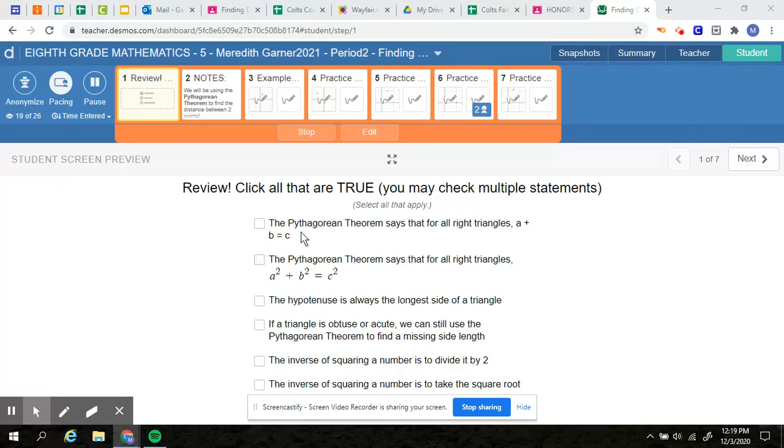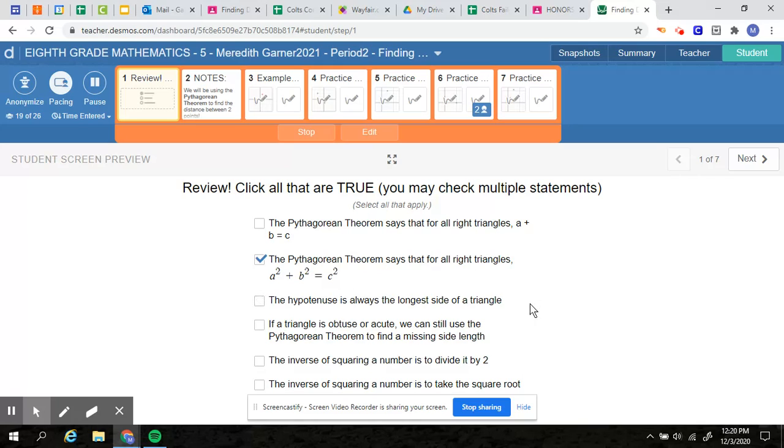So the first one, the Pythagorean theorem says that for all right triangles, a plus b equals c. That is not true. So remember, we can't just add the two legs together to get the hypotenuse. The second statement says the Pythagorean theorem says that for all right triangles, a squared plus b squared equals c squared. That is true. That is the definition of the Pythagorean theorem. So for all right triangles, the leg squared plus the other leg squared equals the hypotenuse squared. And we just usually use the letters a, b, and c.